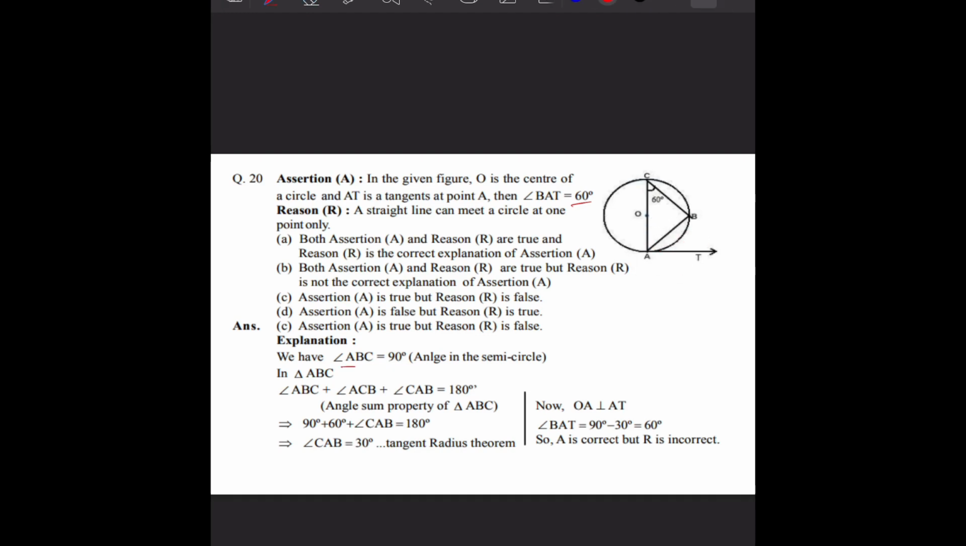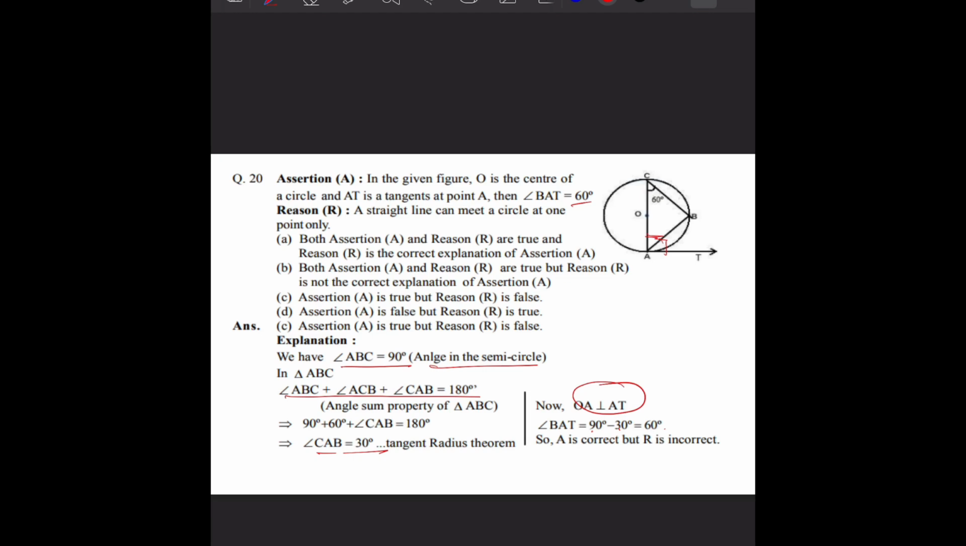Exactly, angle ABC is 90 degree. Angle in a semicircle. In triangle ABC, by angle sum property, angle CAB is 30 degree. And we all know that OA is perpendicular to AT. Radius and tangent are perpendicular to each other at point of contact. Therefore, angle BAT will be 90 minus 30, that will be 60 degree.